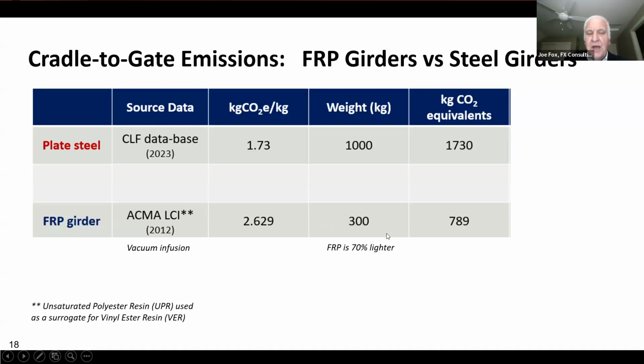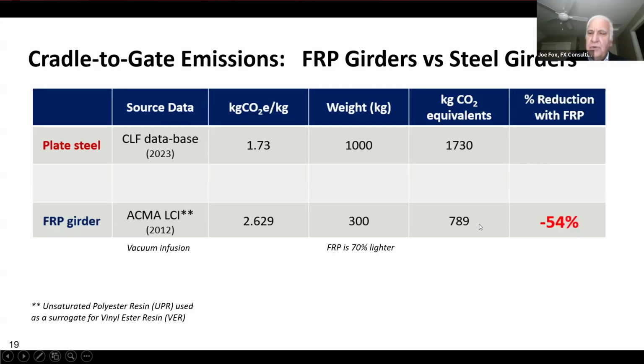I do the math. Again, FRP is 70% lighter. Instead of 1,000 kilograms, you've got 300 kilograms. You come up with 789 kilograms of CO2 equivalents, which is 54% lower than the value for steel. Actually quite similar to the number for the gratings.